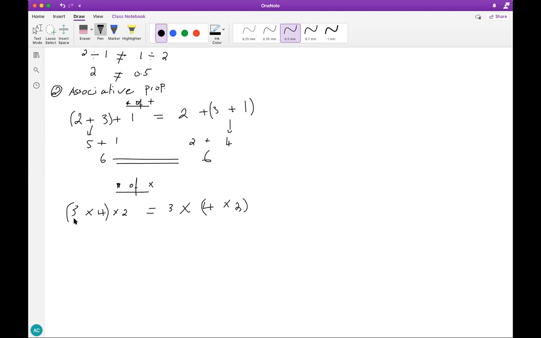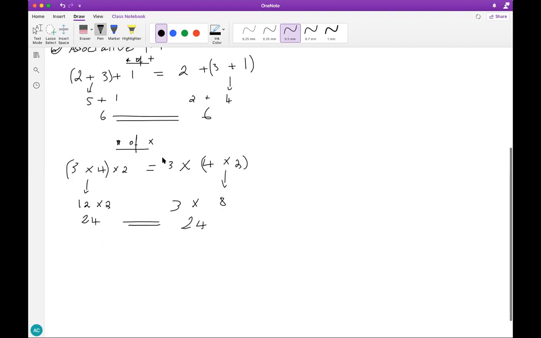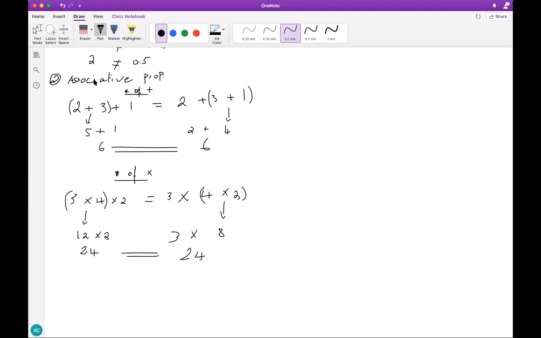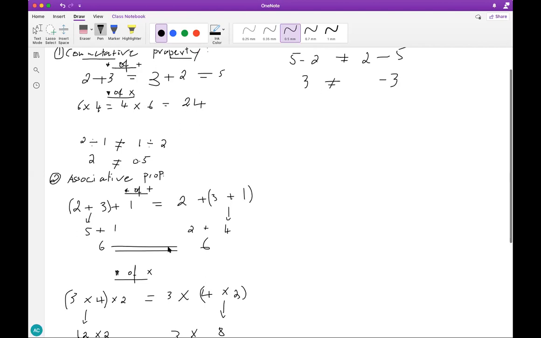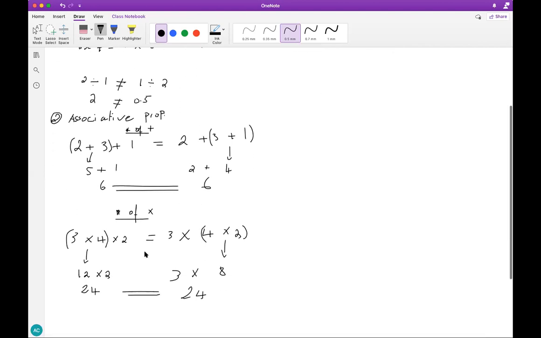So again, we use the order of operations. So we're going to start from the parentheses. That's 12. You times it by 2, you get 24. Here, if you want to evaluate this, you start from parentheses again. That's 8. If you times it by 3, you also get 24. Okay, so that's basically what we call the associative property of multiplication.